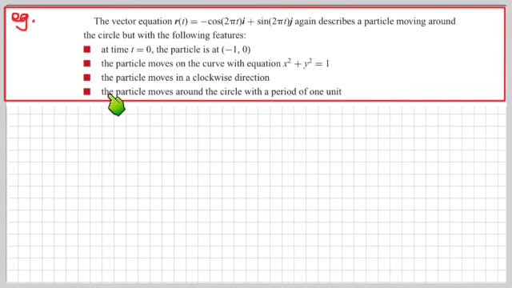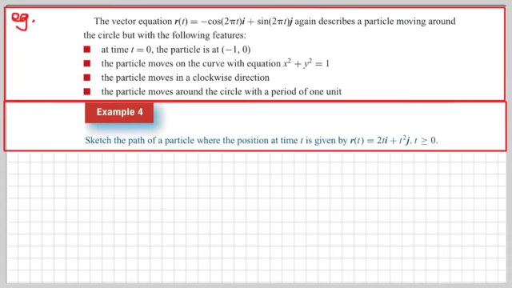Yes, the particle moves around the circle with a period of 1 unit. I already worked that out, didn't I? Yes. Okay, now here's an example.